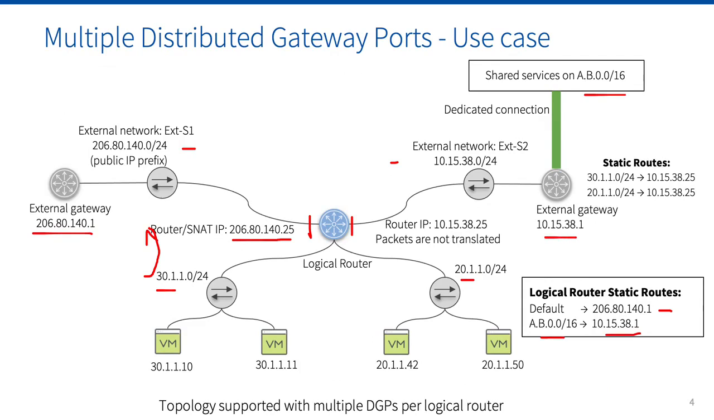ext-s2's gateway router. Traffic from the VMs to the external network ext-s2 is not translated, so the shared services will see traffic with the logical IPs of the VMs. The external gateway 10.15.38.1 has routes to send the return traffic to the logical router IP 10.15.38.25.